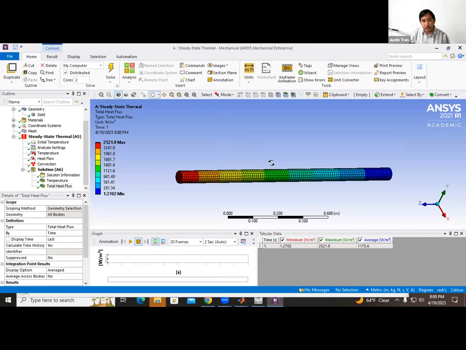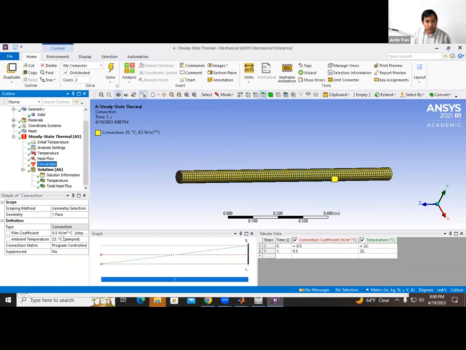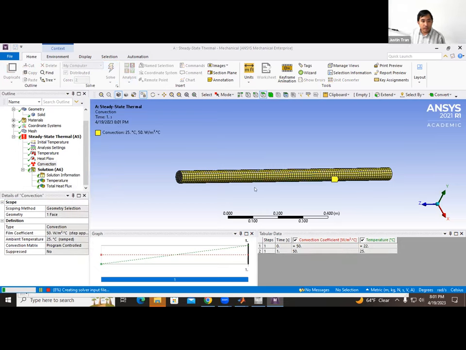All right, any questions on this here? Okay. All right, so one last thing I want to show you. So let's see what happens when we increase the convection coefficient. And so let's increase this by a factor of 100. And so let's increase this to 50.